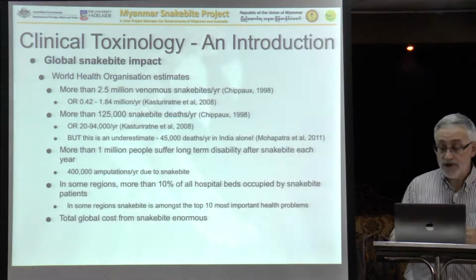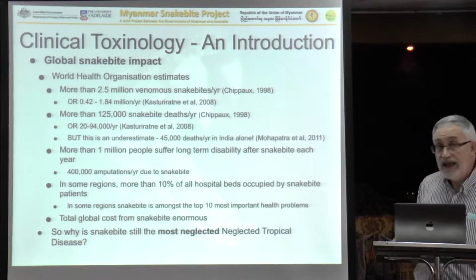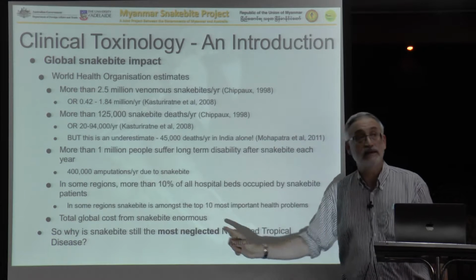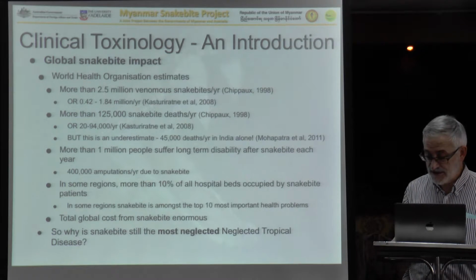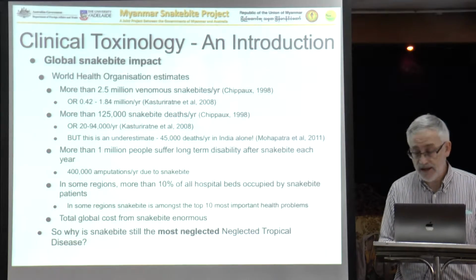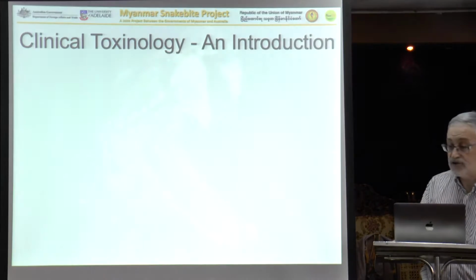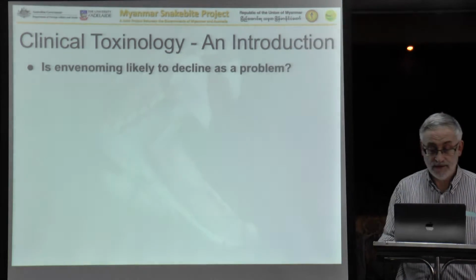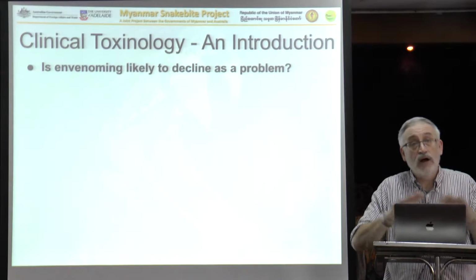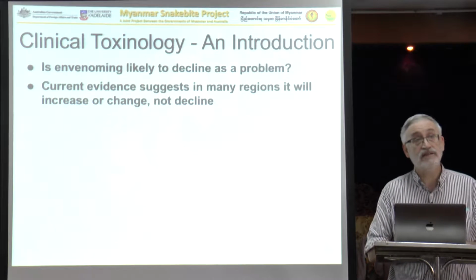The total global cost from snakebite is enormous, and we have to ask the question, if this is a neglected tropical disease, why is it the most neglected of all neglected tropical diseases? There is a need to change the attitude at the World Health Organization level, and we certainly are involved in trying to do just that. So is this a problem which is going to disappear as you become a wealthier, more modern nation? The current evidence suggests the answer to that is no.